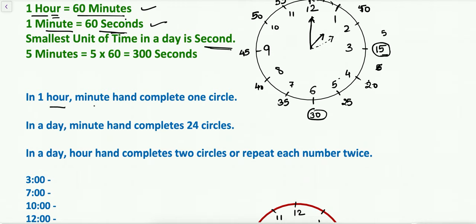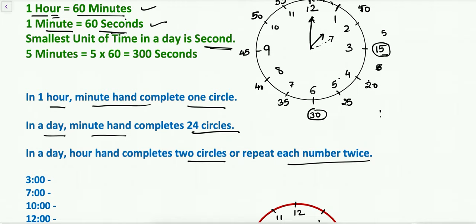In 1 hour, the minute hand completes one circle, and in a day we have 24 hours, so the minute hand completes a total of 24 circles. In a day, the hour hand completes two circles, or repeats each number twice. That is, we have AM and PM. It starts from 12 midnight to 12 noon, that is one circle of the hour hand. And again from 12 noon to 12 midnight, another circle. So that's why we have a total of 24 hours.